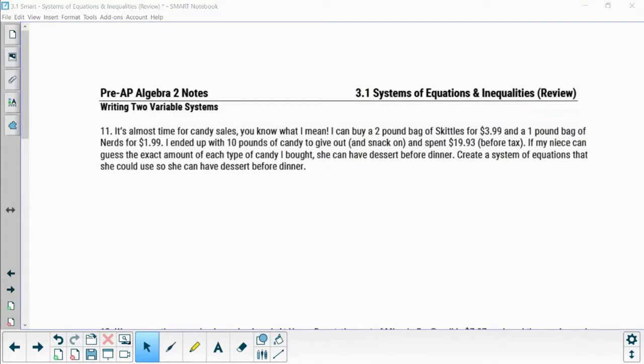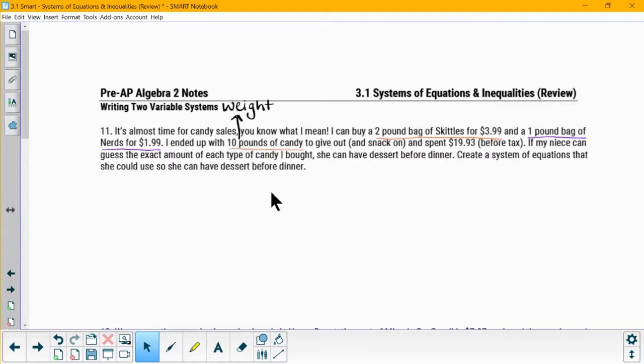Let's write two variable systems. So it's almost time for candy sales. You know what I mean. I can buy a 2-pound bag of Skittles for $3.99 and a 1-pound bag of Nerds for $1.99. I ended up with 10 pounds of candy. This is going to be my weight equation, and spent $19.93. This is going to be my money equation. If my niece can guess the exact amount of candy I bought, she can have dessert before dinner. Create a system of equations that she could use so she can have dessert before dinner.